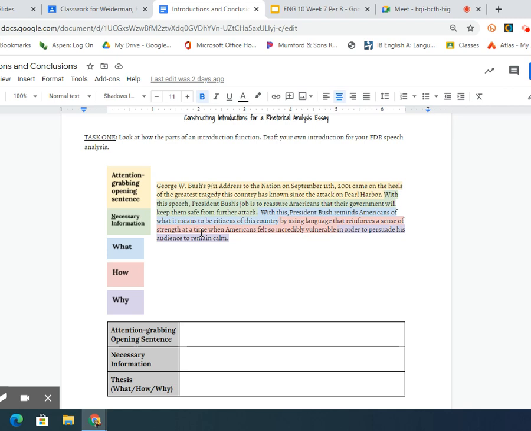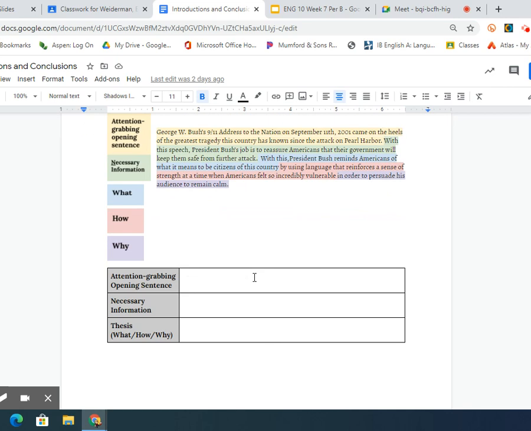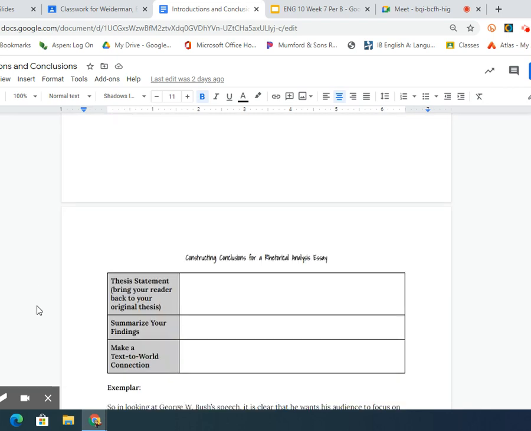And then your thesis statement is going to address your what, how, and your why. With this, President Bush reminds Americans of what it means to be citizens of this country. That's the what. That's what idea is being expressed. By using language that reinforces a sense of strength at a time when Americans felt so incredibly vulnerable. That's how. Using language. How does he remind Americans what it means to be citizens of this country? He does it by using language. Why does he do it? In order to persuade his audience to move on. Okay? So when we're talking about introductions, that's what we're doing.